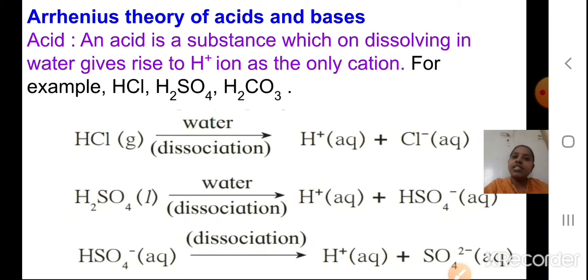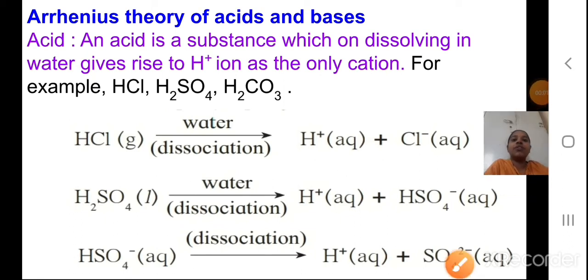Okay, what he said for an acid? An acid is a substance which on dissolving in water gives rise to H plus ion as the only cation. Means all the acids, you know H plus is there in acid. So all the acids, when they are dissolved in water, they will form the H plus ions only. Okay students, now next we will see the examples which are given.